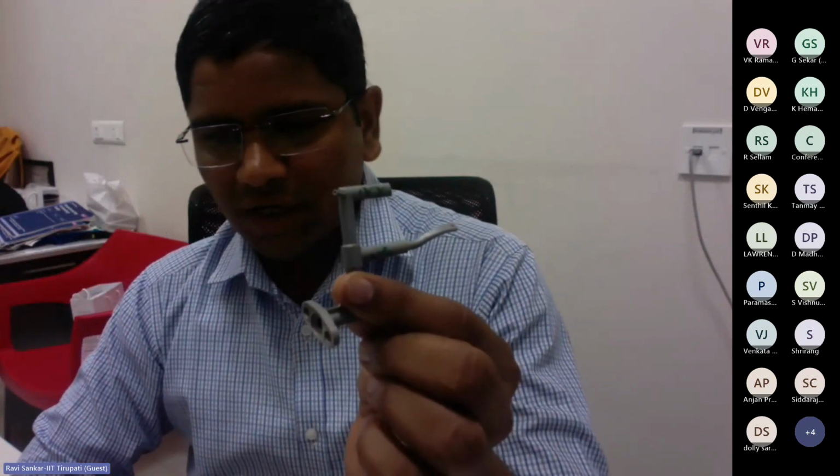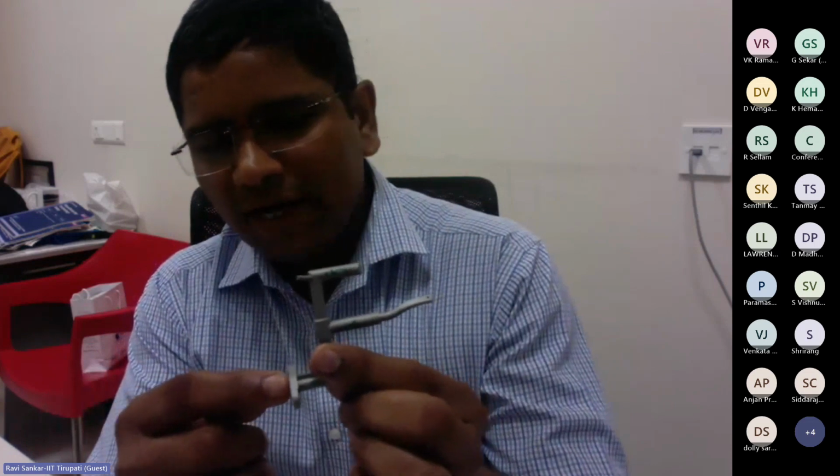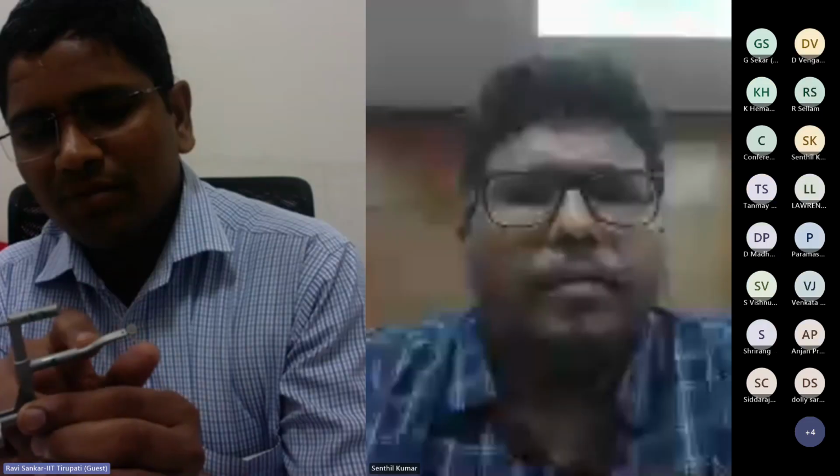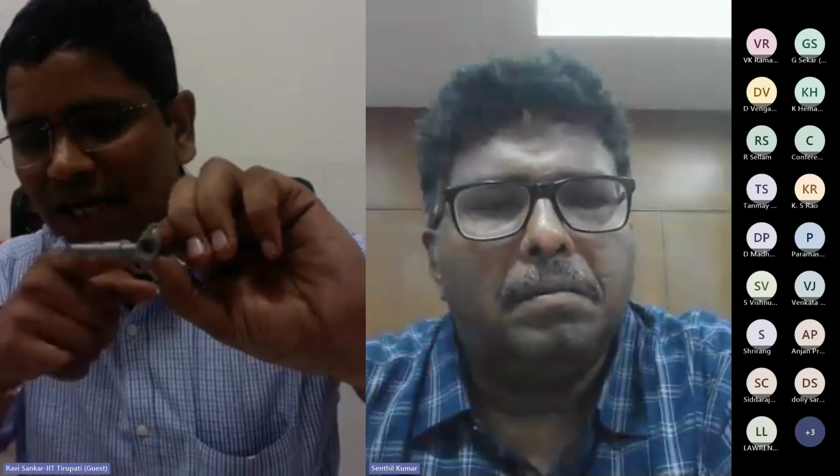Yeah, you can see this component also. This is another component, a very tiny component. I don't know how many of you are able to see. The fluid has to flow from here. It has to come out here and it has to come out here and here. So this has to be polished inside. Through this hole, this is very complicated.